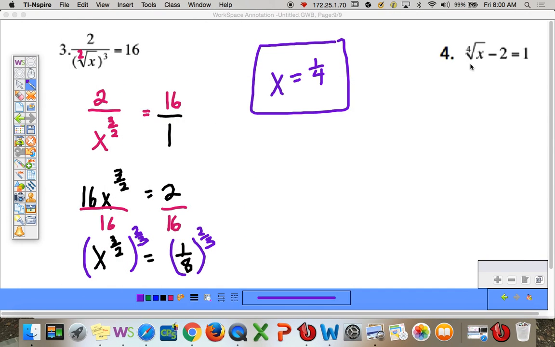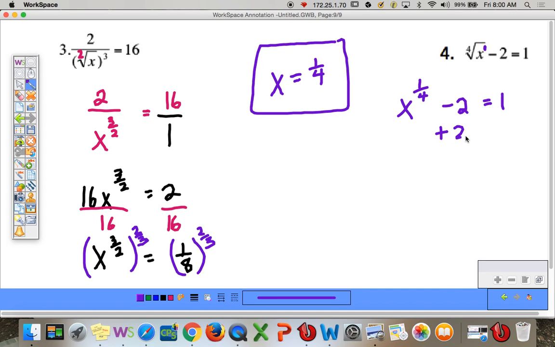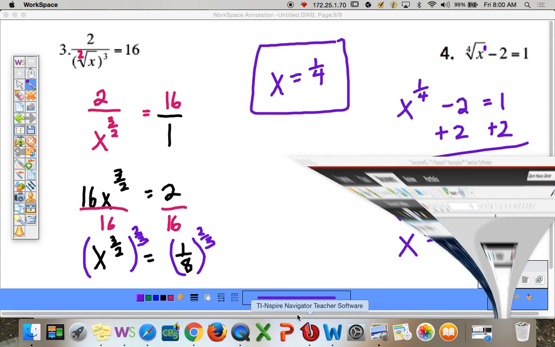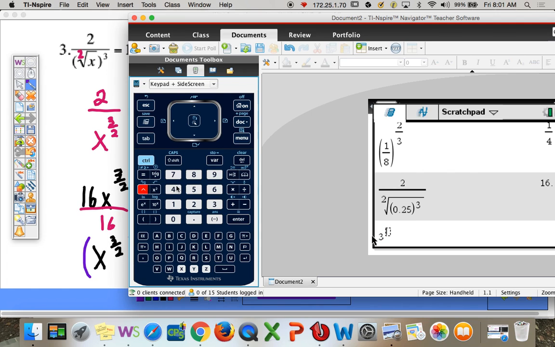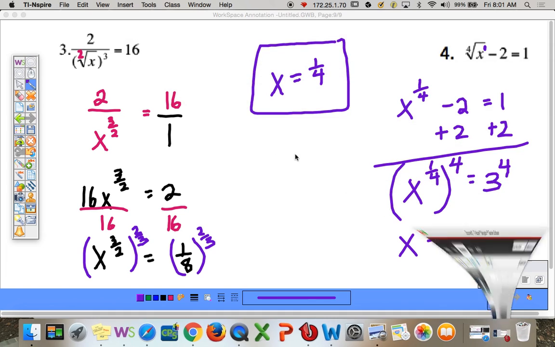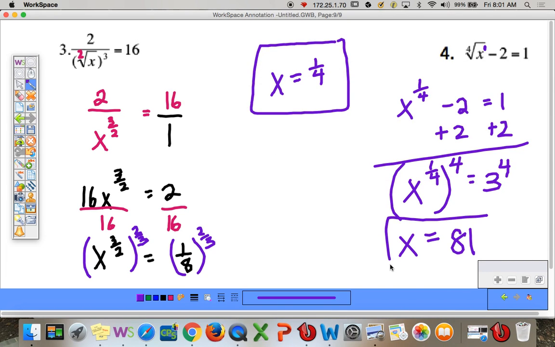Okay, last one. This is x, and if there's not an exponent, it's a 1 here on the inside. x to the 1/4 minus 2 equals 1. Add 2 to each side. x to the 1/4 equals 3. To get rid of the 1/4 power, take it to the 4th power. So x equals 3 to the 4th power, 81. So here, x is 81. Again, you can plug in your answer and check.